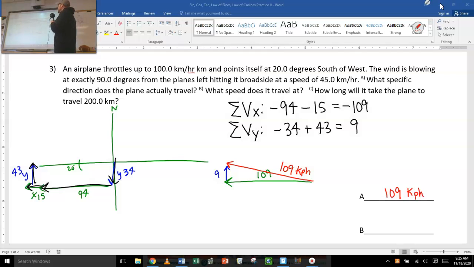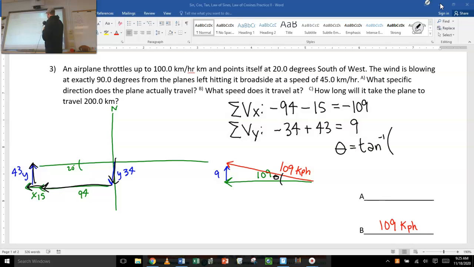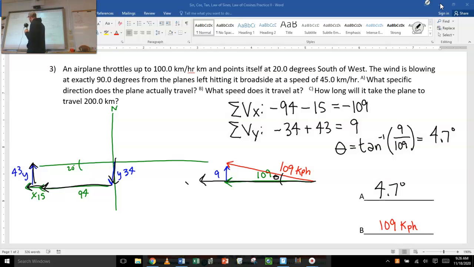Part B says, wait a second, darn it, I did that again, where I found part B first, and part A says what specific direction. So I'm going to use this direction, find my direction here, and my direction is going to be the inverse tangent of opposite over adjacent. And that's going to be a pretty small angle, is my guess. 4.7 degrees. And then this direction right here is west. So, 4.7 degrees north of west.